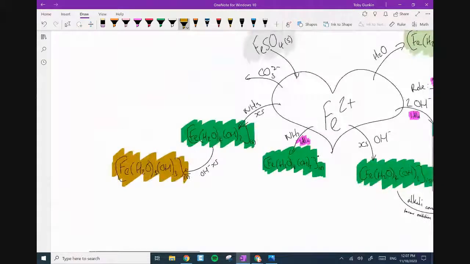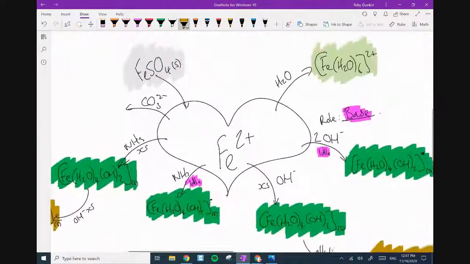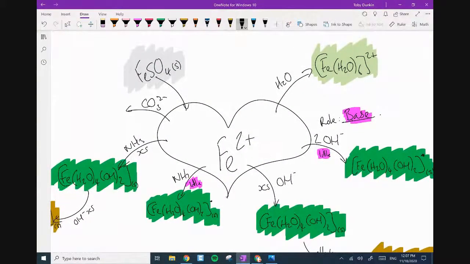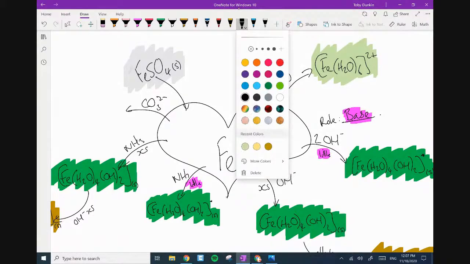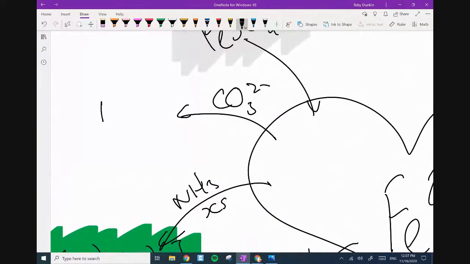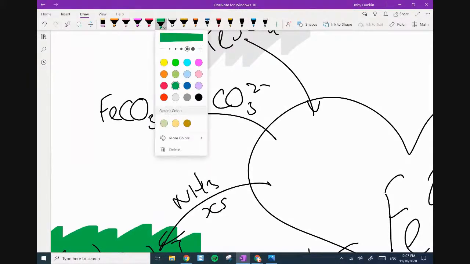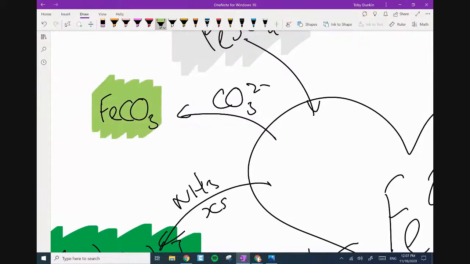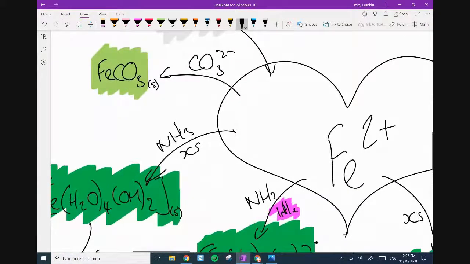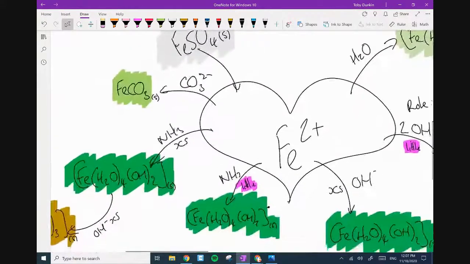The final one is that iron 2 plus, unlike iron 3 plus, forms the carbonate. All 2 plus transition metals simply form their carbonate. That one is a green solid. It's slightly paler, the iron 2 carbonate, but they don't care. You just call it green.